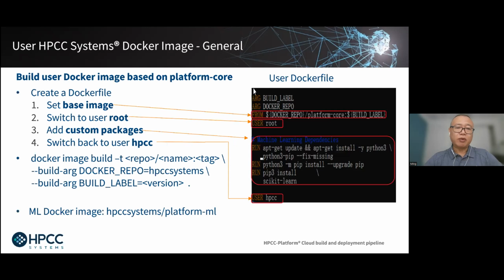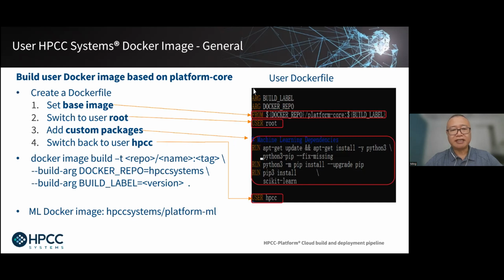Basically, there are several steps. I show on the right side the Dockerfile. Usually, you want to build your own one. The first two lines are the parameters you pass to the Dockerfile. And then the third line is the base image. That really is what you want to base on. Normally, you will probably want to use the platform core. That is our main Docker image.